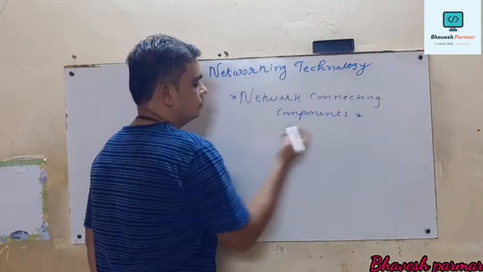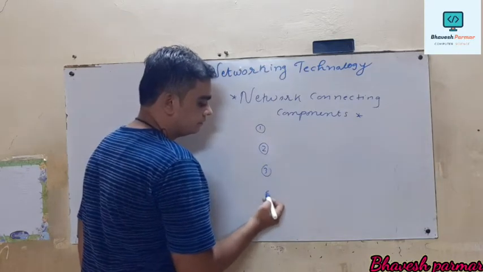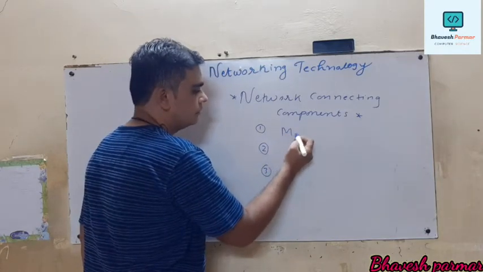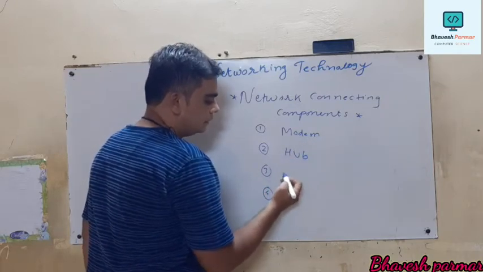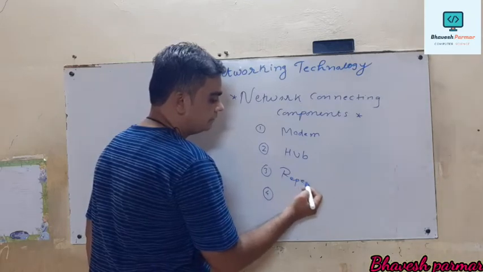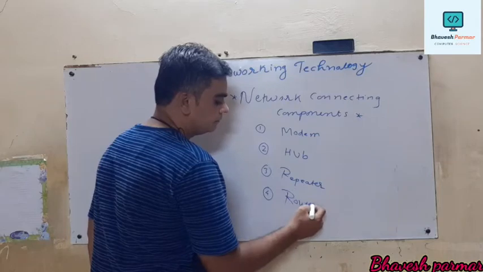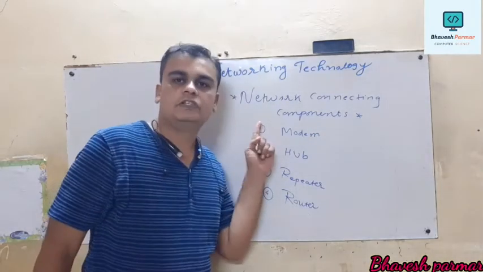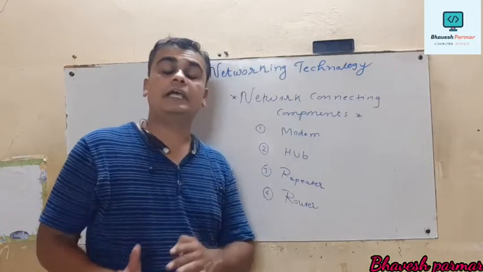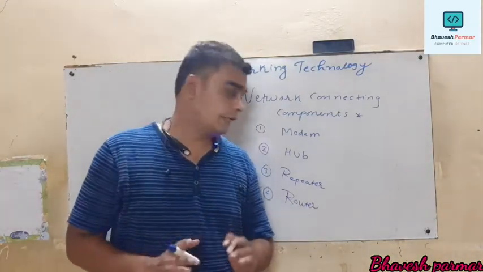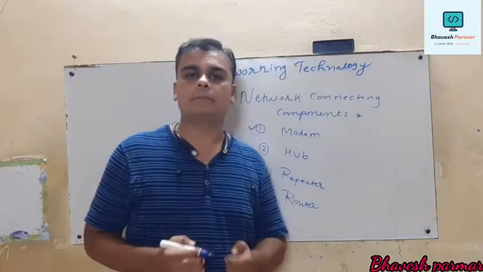So guys, in this topic we have to study 4 different components, and the first one is modem, second one is hub, third one is repeater, and the last one is router. So generally these 4 different components are used while establishing any kind of network. So guys, let me see one by one. So in that, first one is modem.